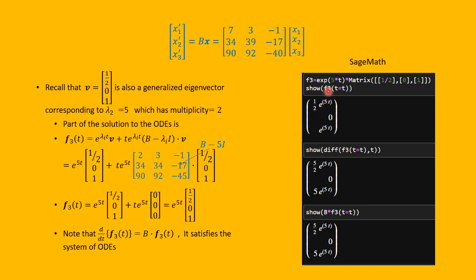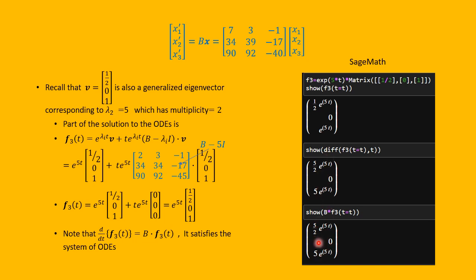Now we can use SageMath the same way as we did previously to check to see if f sub 3 satisfies the system of differential equations. In this first cell, we define f sub 3 to be this function. We can see it right here. In the second cell, we differentiate f sub 3 with respect to t, and we get this column vector. In this third cell, we multiply B times f sub 3 of t, and we get this result.